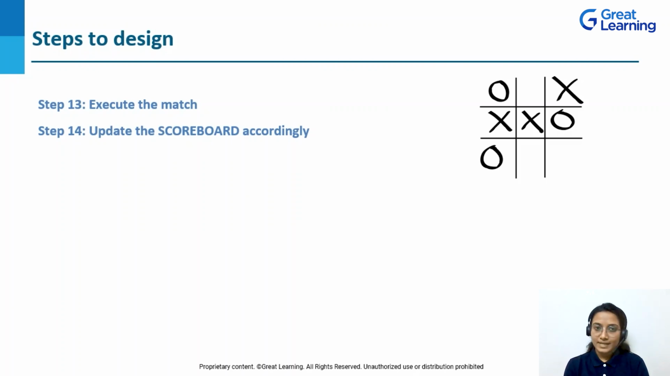So step 14, update the scoreboard accordingly. Every time we win the match, we have to update and we have to ask the user or the players whether you want to continue or you want to quit the game. So accordingly, the scoreboard gets updated. How many games they play, that many times this win number will be updated in the scoreboard. So this is all about the steps to design this particular game, that is tic-tac-toe in Python.